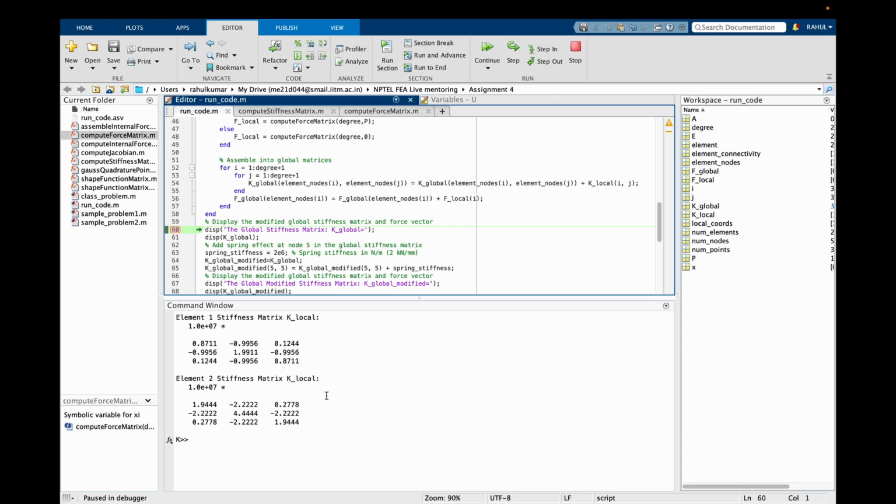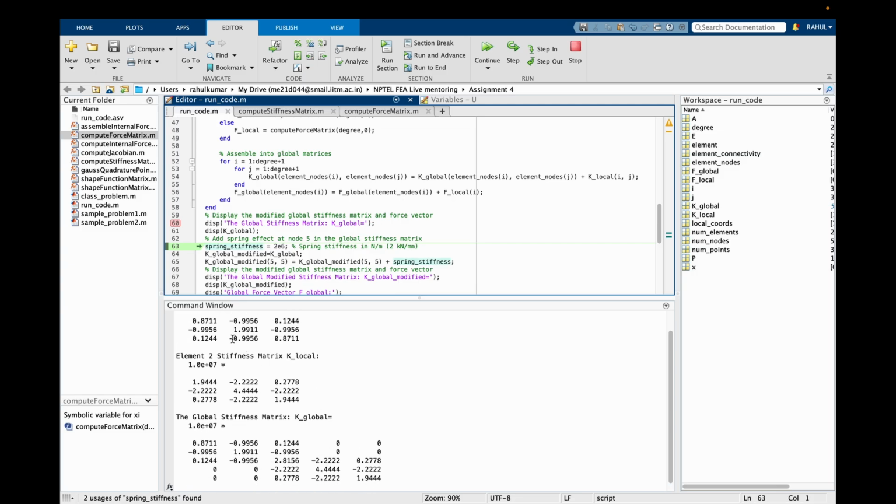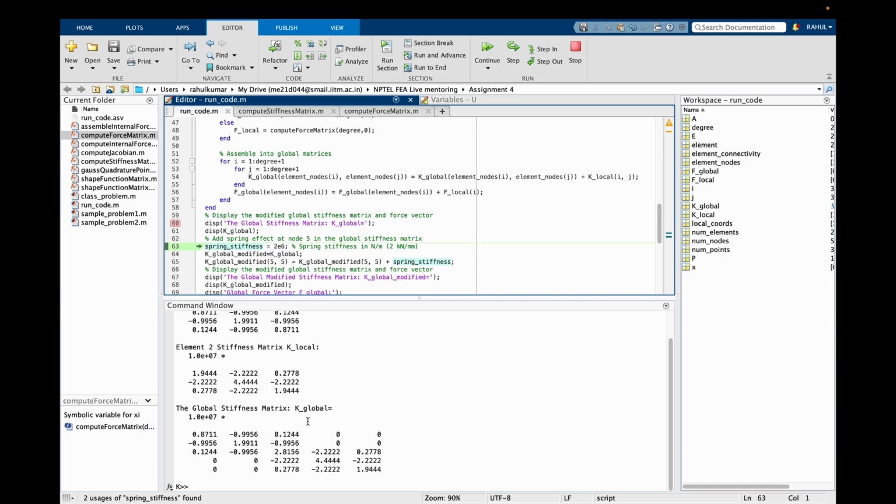Here we can see that for element 1 this is the local stiffness matrix, and this is for element 2. Now it will display the global stiffness matrix. What happened here? This matrix will be added into the all-zero matrix, and this will also be added, and here these two elements will actually add up, because node 3 is the connecting node. So that's why we get this global stiffness matrix.